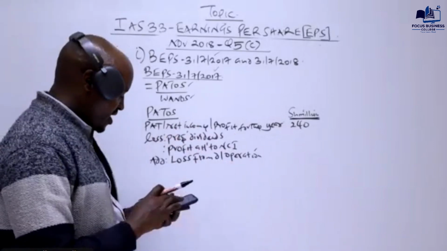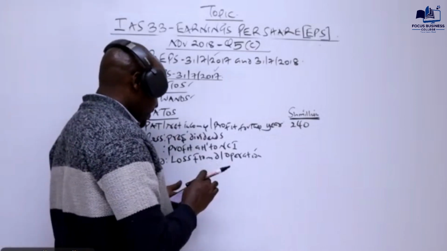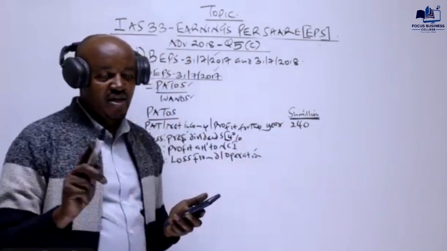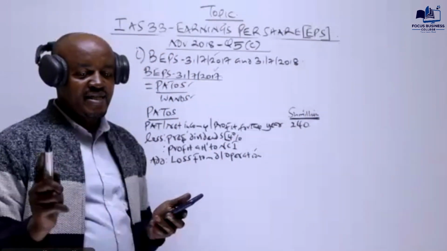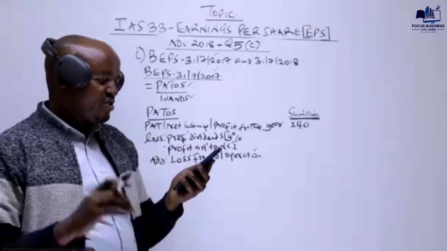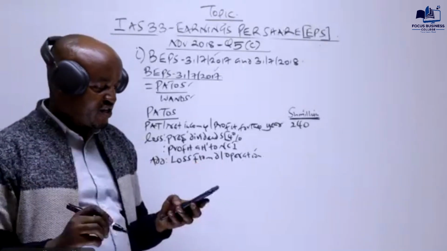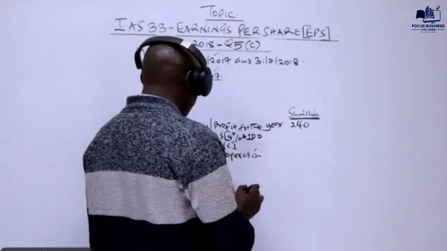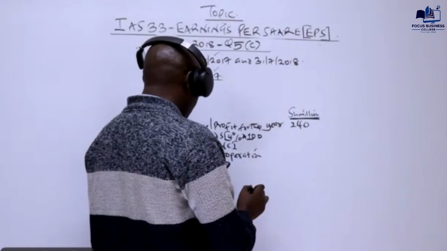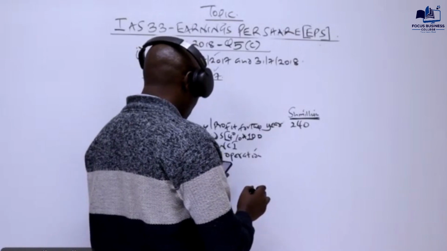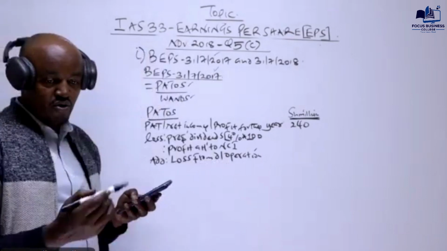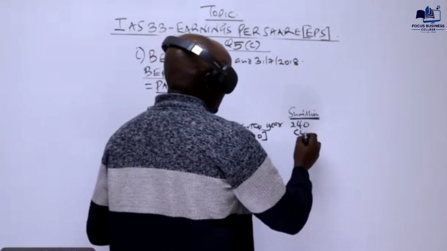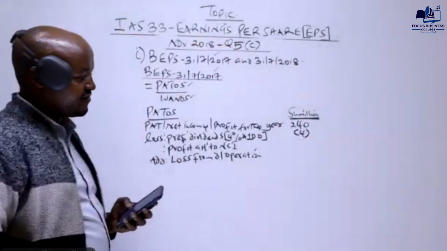No. So you have to compute how much preference dividends were supposed to be paid by this company. The preference shares issued by this company are 4%. This company has an obligation to pay preference dividend of 4% of the preference share capital each year. So we take 4% times the amount of preference share capital. The amount of preference share capital is 100 million in both years, 2018 and 2017. So this will give us 4 million.